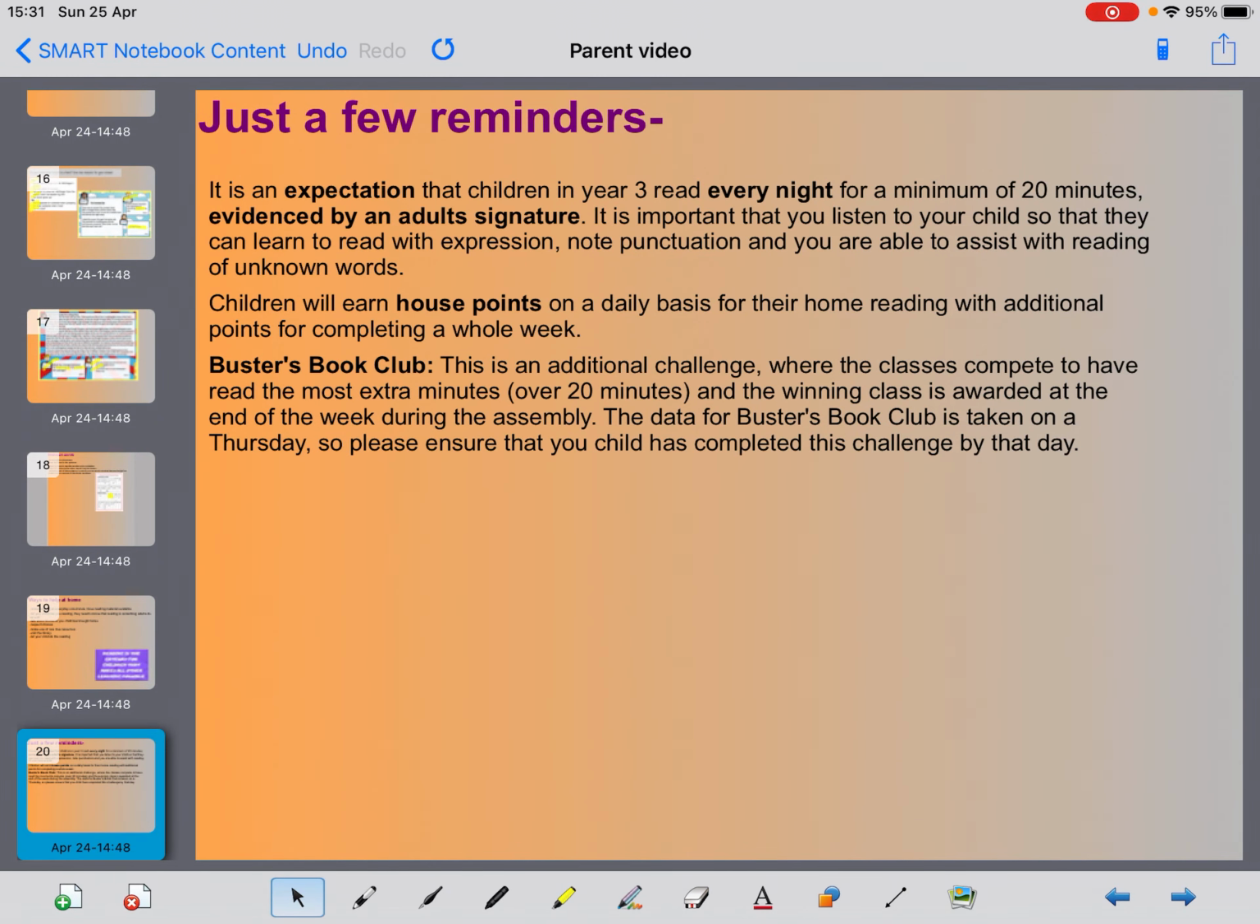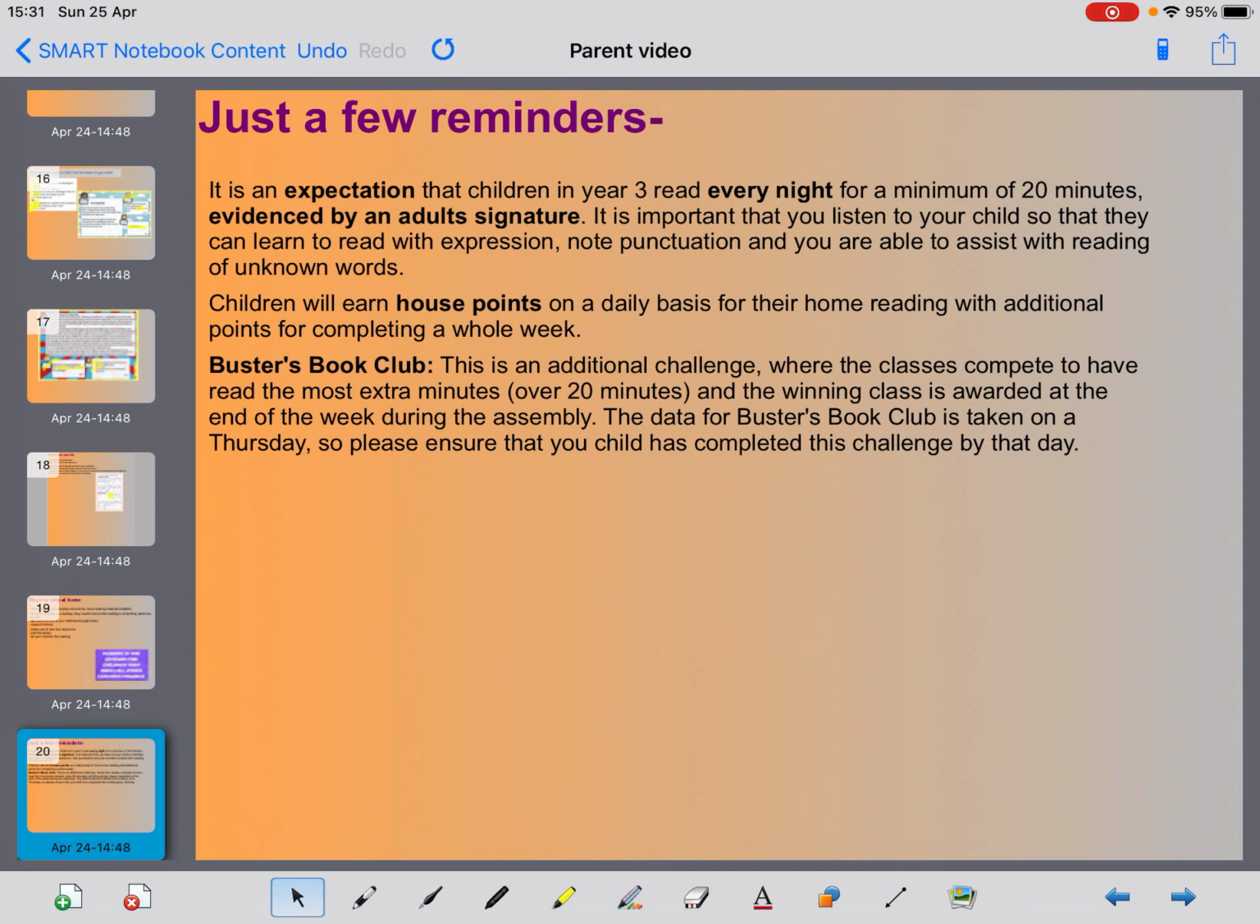And finally, just a few reminders. It is an expectation that children in Year 3 read every night for 20 minutes, evidenced by an adult signature, which goes in their learning journal. It is important you listen to your child so they can learn to read with expression, note the punctuation, and you are able to assist with reading of unknown words. Children earn house points on a daily basis for their home reading, with additional points for completing a whole week.